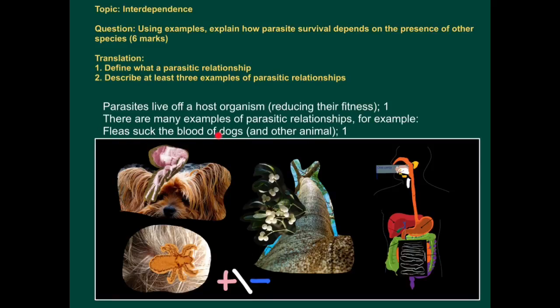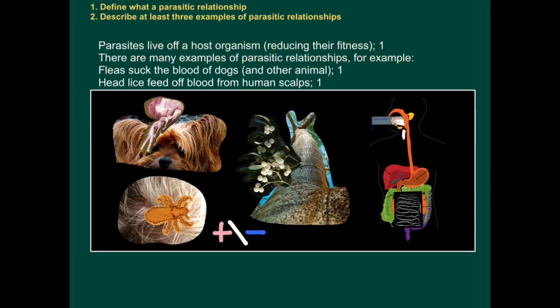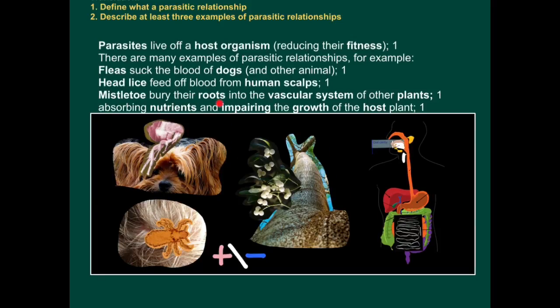Fleas suck the blood of dogs and other animals, so you can see that here. Head lice feed off blood from human scalps, and you can see that here. Mistletoe bury their roots into the vascular system, in other words, the xylem and phloem of other plants.